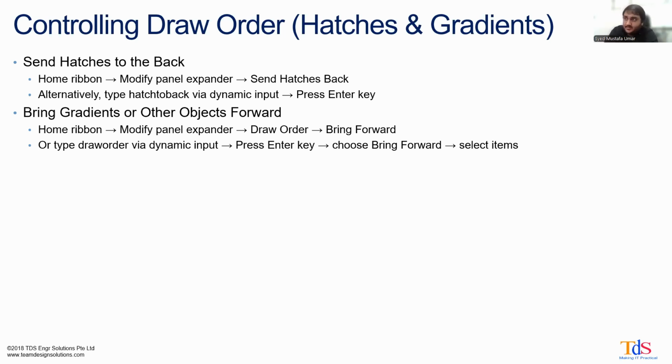We see that the dynamic input also offers us, or I guess there is a command to be able to send a hatchback, especially if you are drawing both a hatch as well as a gradient. You can manage the drawing order of both so that you ensure that one stays above the other. So that is important. Else a gradient is going to take over and you won't be able to see your hatch, or especially if you have an alternating color, a secondary color within your hatch, you won't be able to see the gradient.